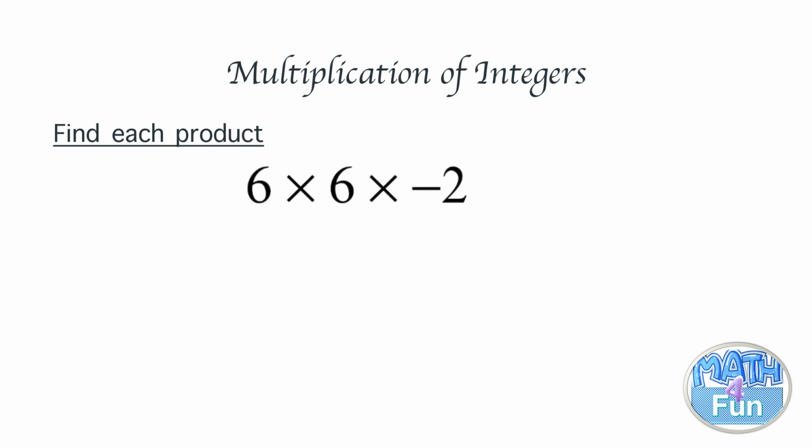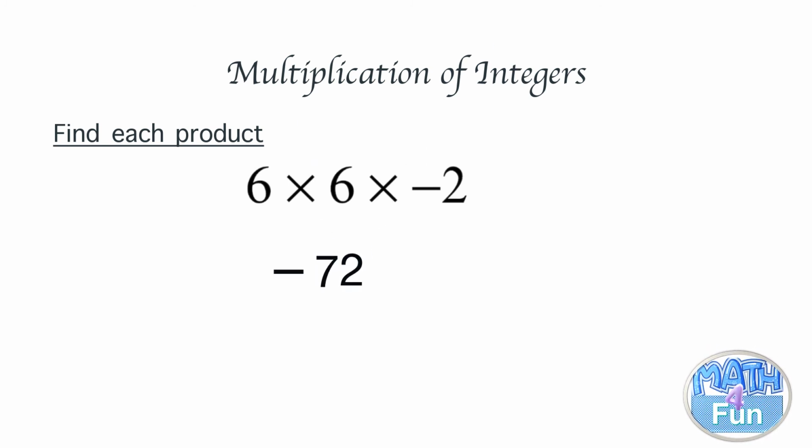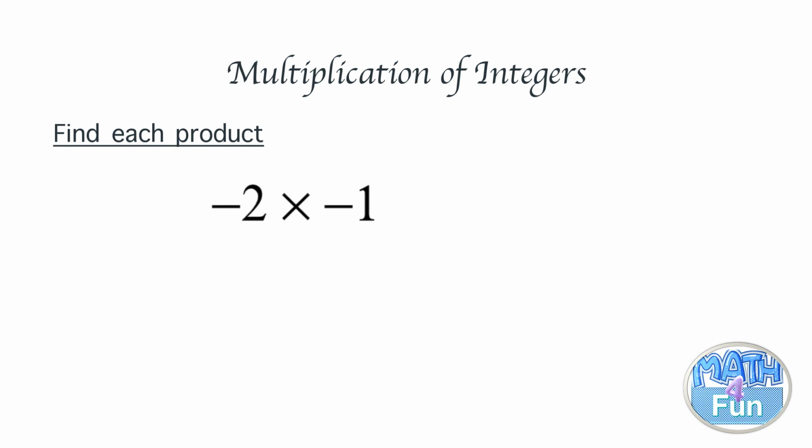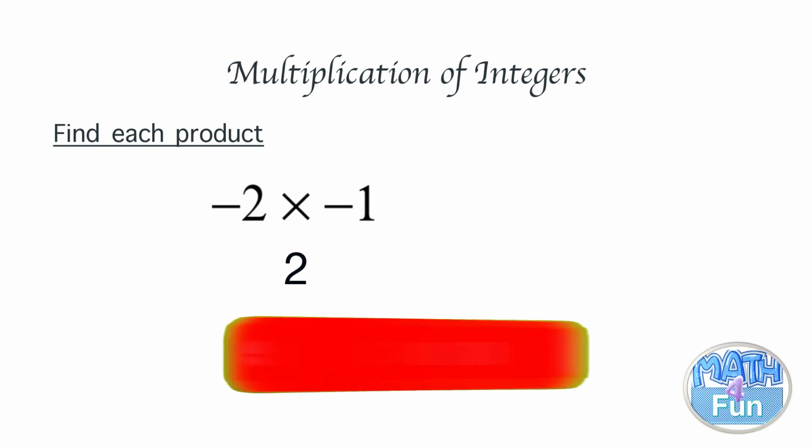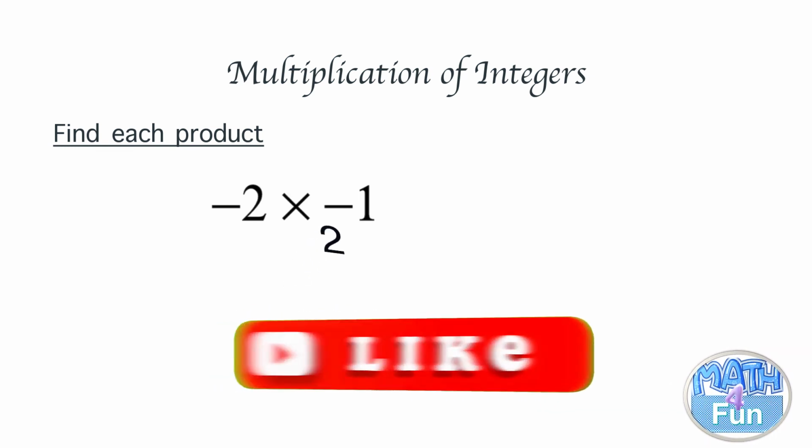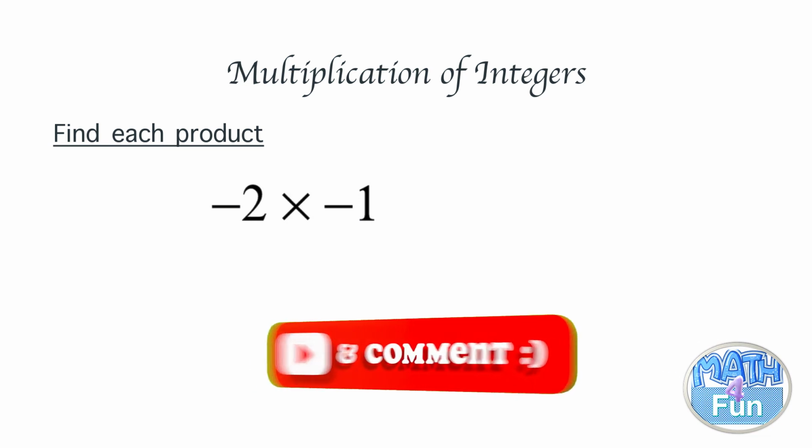Let's look at that. Here we have only one minus sign, which means that the number of signs is odd, which means that our answer is going to be negative. So 6 times 6 is 36. Times 2, which is 72, so our answer is negative 72. Here we have minus 2 times minus 1, so the number of negative signs in this question is 2, so we multiply 2 by 1, which is 2, and the answer is going to be positive because we have an even number of minus signs.